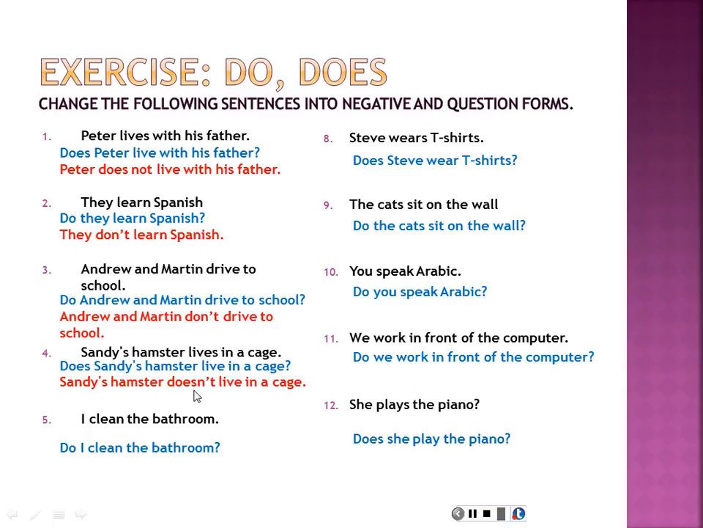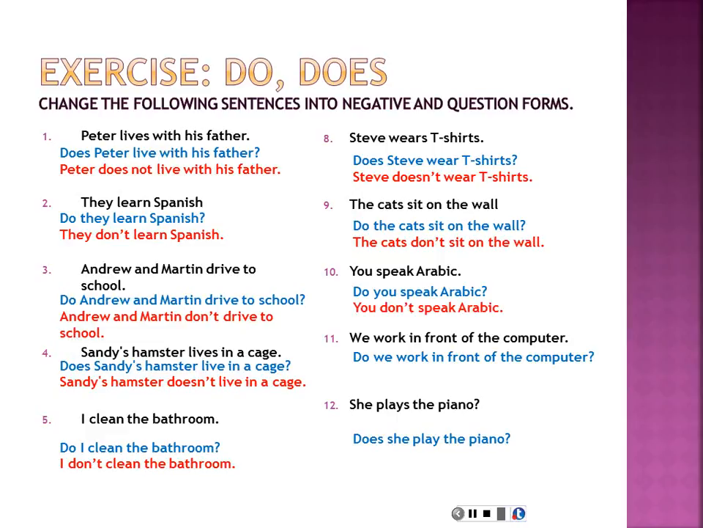So here again we added does not before the verb and we deleted the s. Number 5, I clean the bathroom. I don't clean the bathroom. So here again we added don't before the verb. Number 8, Steve does not wear t-shirts. Number 9, the cats do not sit on the wall. Number 10, you speak Arabic. You don't speak Arabic, to make it negative. Number 11, we don't work in front of the computer.